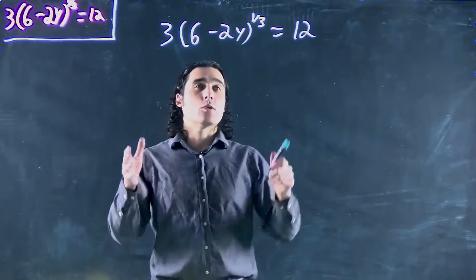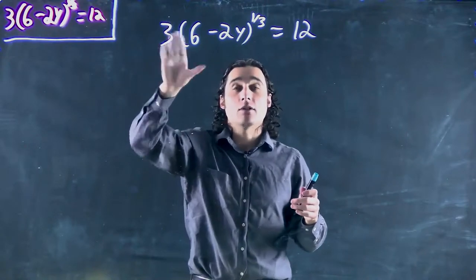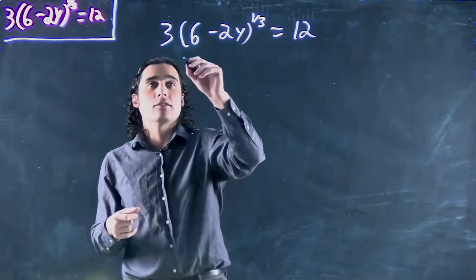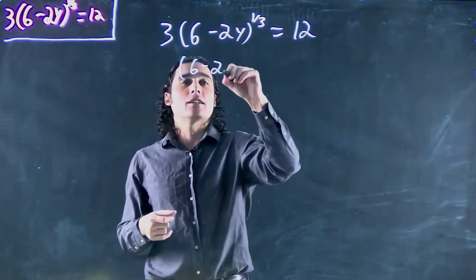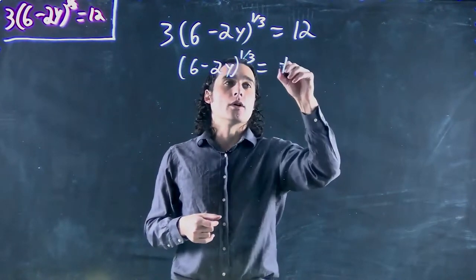Well, first things first, if we want to get rid of that power, we need it on its own. So we've got to get rid of this coefficient in front of the power, the 3. So divide both sides by 3. So we're going to get 6 minus 2y, all to the power of 1/3, is equal to 4.